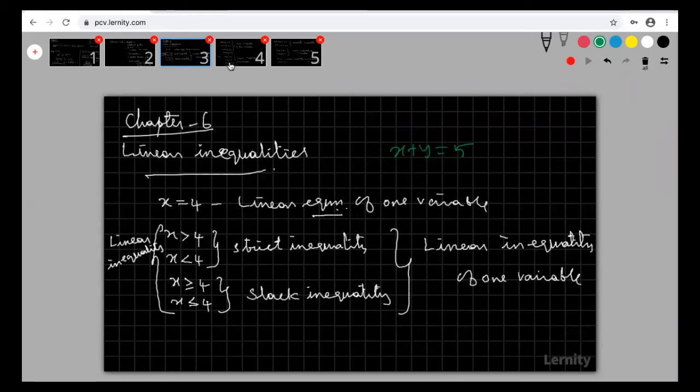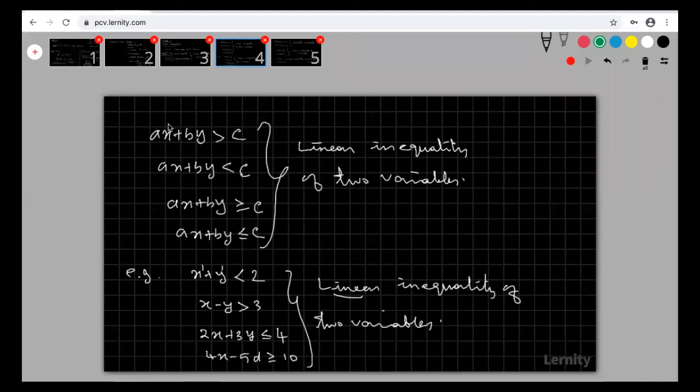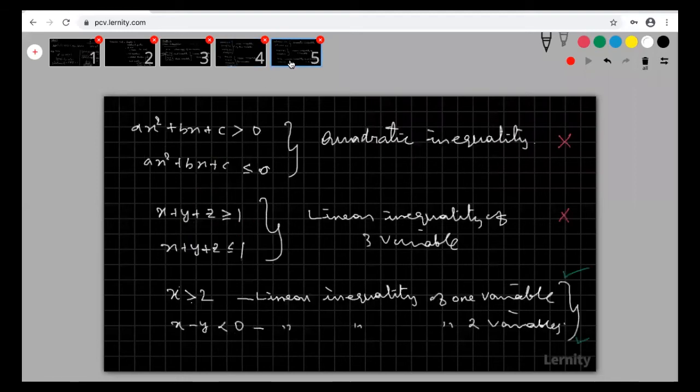Okay, now come to the next one. Look at that. Here I have two variables, x and y. So these types of inequality are called linear inequalities of two variables. Right now these are the examples: x plus y less than 2, x minus y greater than 3, 2x plus 3y less than or equal to 4, 4x minus 5y greater than or equal to 10. These are linear inequalities of two variables.